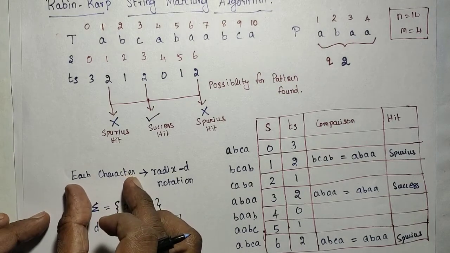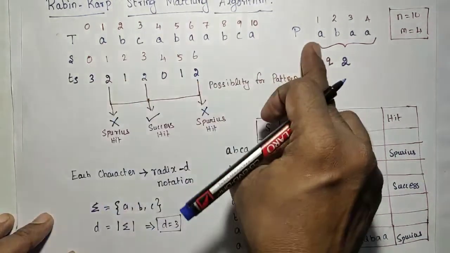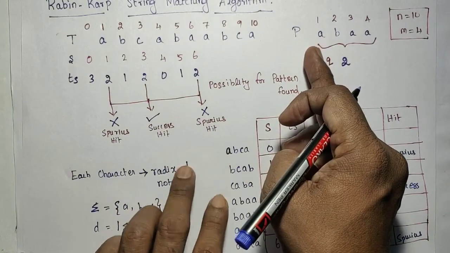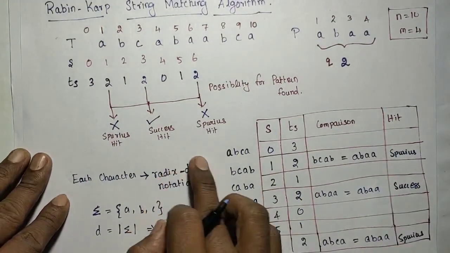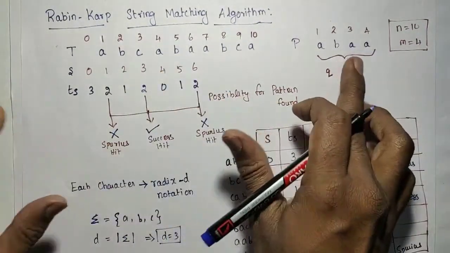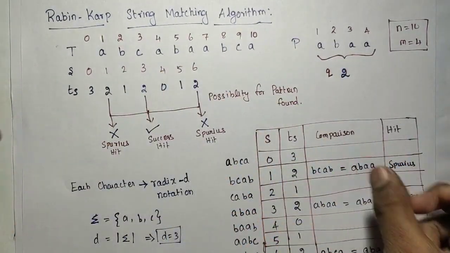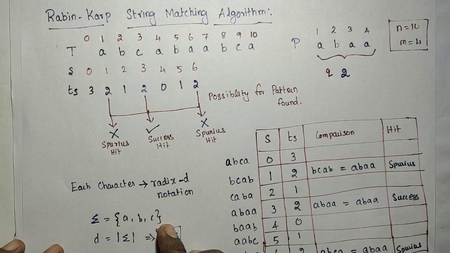So each character is in radix d notation. We need to know the d value for this algorithm. Radix d means the d value should be known in advance for this algorithm, for the input, for which type of input we are going to apply. It means that we need to know the alphabet. What are the alphabet?